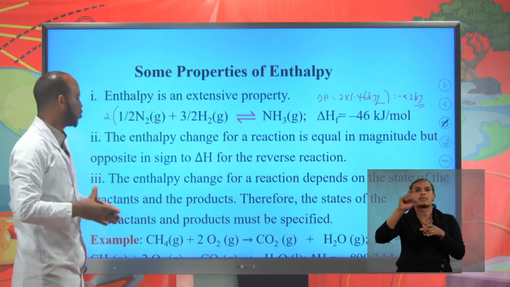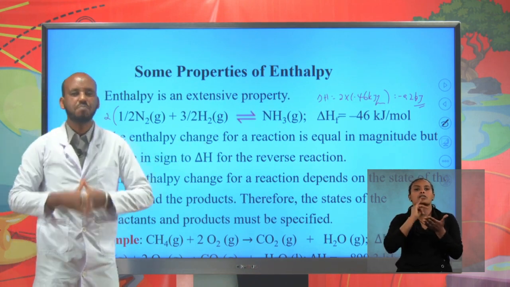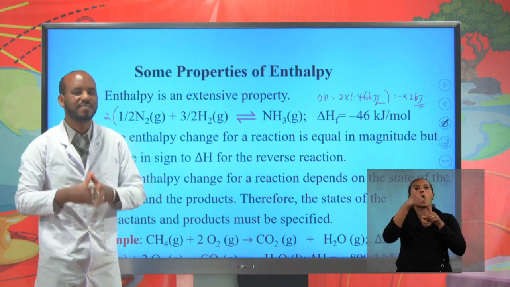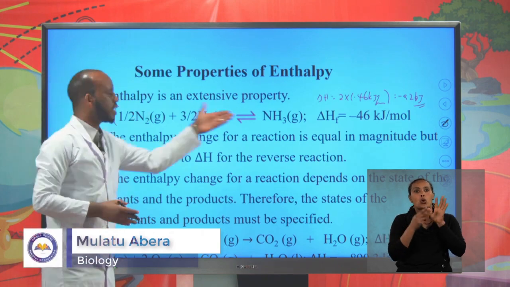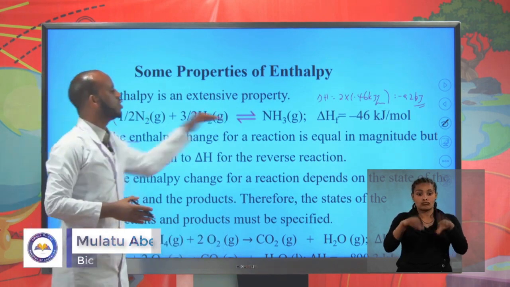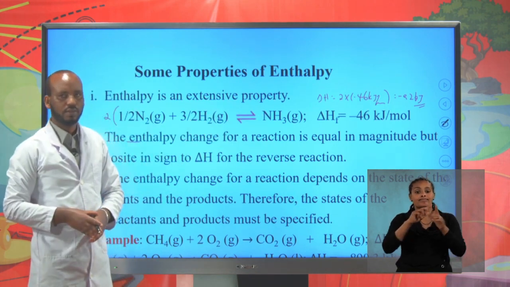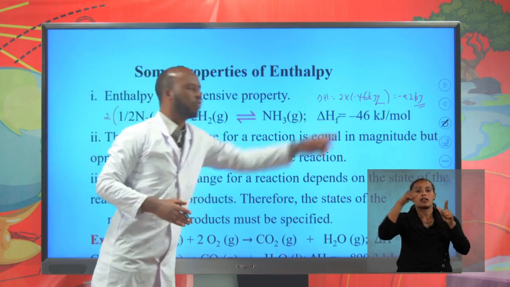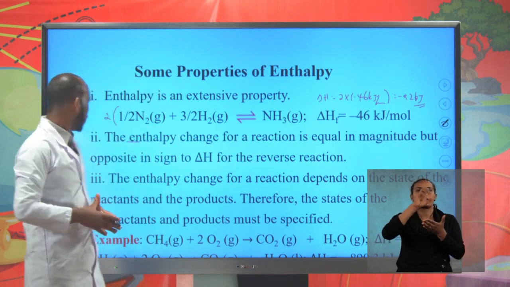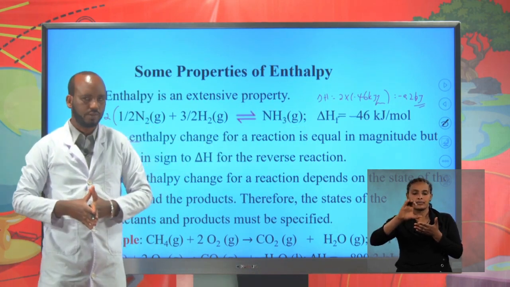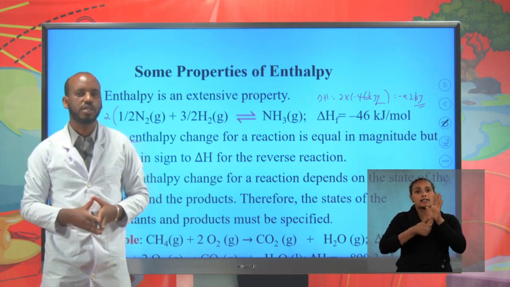It depends on amount. 2. The enthalpy change for the reaction is equal in magnitude but opposite in sign if the reaction is reversed. Again, look at this reaction. The forward reaction is exothermic. If you reverse this reaction, then the change in enthalpy is the negative of this. The reverse reaction is endothermic. Therefore, the enthalpy change is equal in magnitude but opposite in sign when the reaction is reversed.